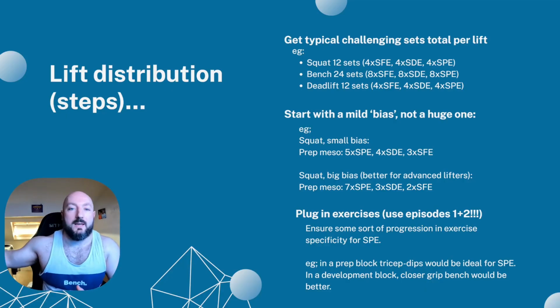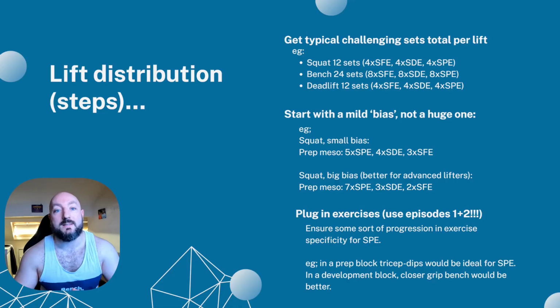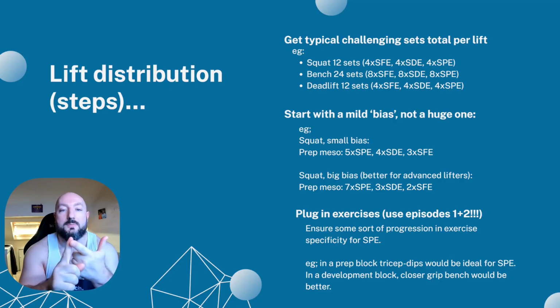You'll always make loads of gains, but there comes a time when 4 sets isn't enough. We have to start doing more of one and taking away from the others, and that's exactly how we make the blocks. My beginning recommendation is that you start with a small bias. A perfect example of that, in a prep mesocycle, instead of doing 4 sport form sets, 4 development sets and 4 SPE sets, maybe make it 5, 4, 3. So the total is still the same, it's just a small bias.